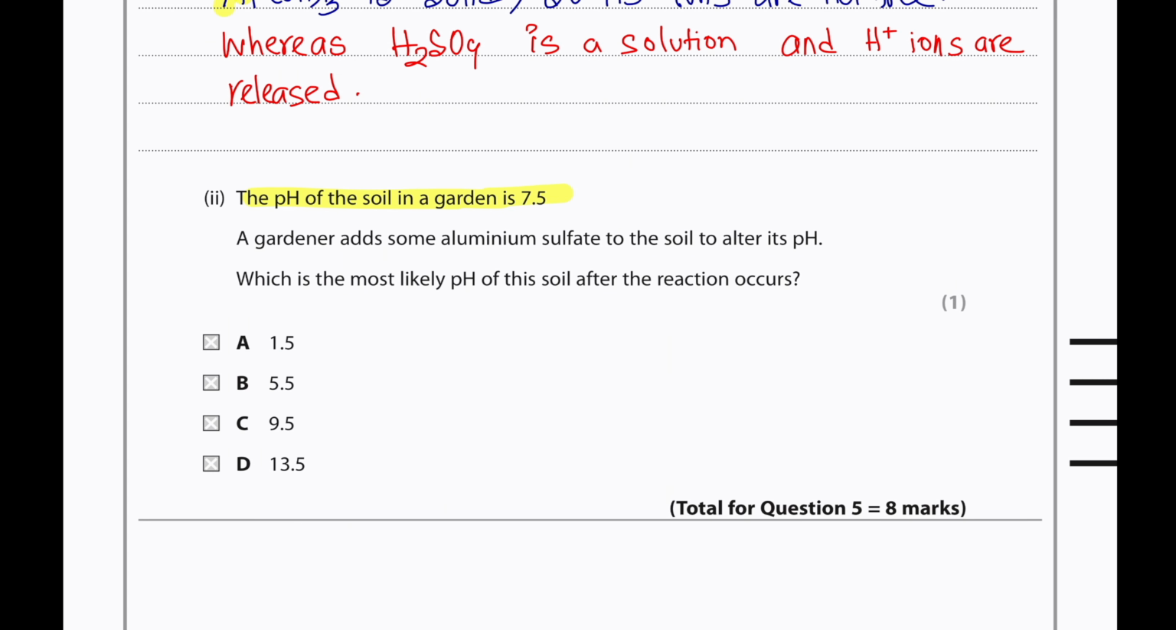The pH of the soil in a garden is 7.5. A gardener adds some aluminium sulfate to the soil to alter its pH. Which is the most likely pH of the soil after the reaction occurs? So the most likely pH is going to be 5.5 because 9.5 and 13.5 are alkaline, whereas 1.5 is too acidic.